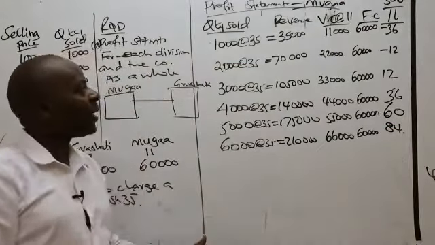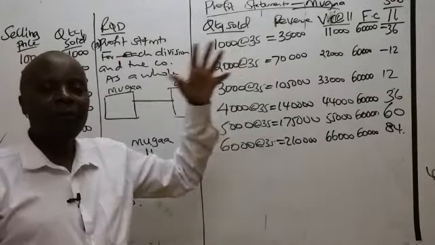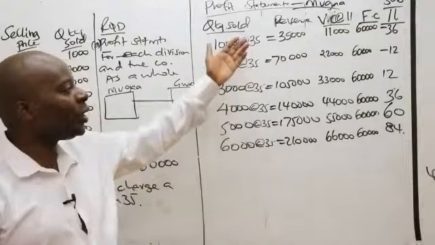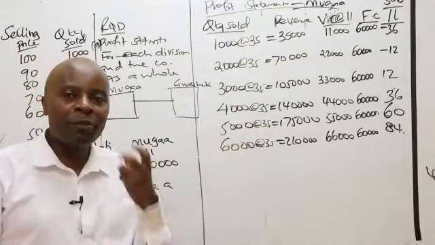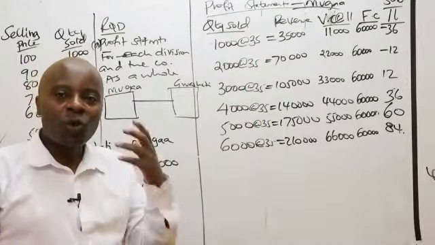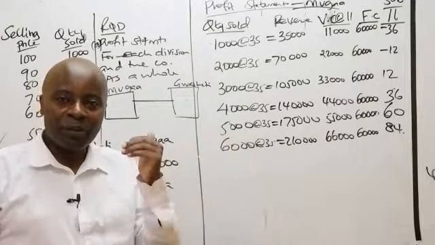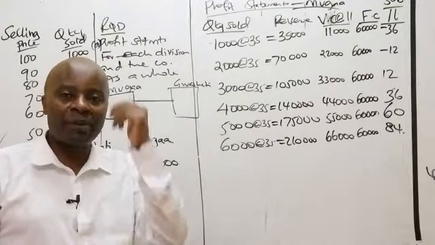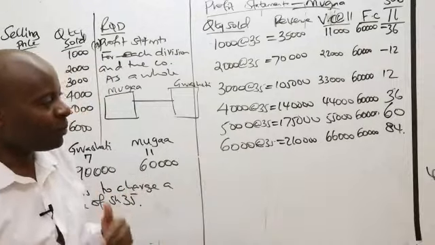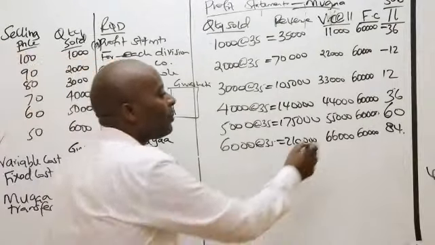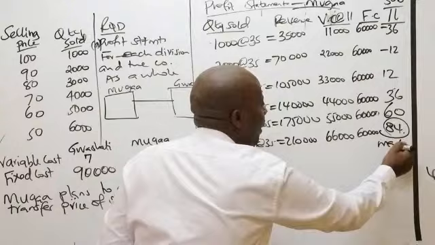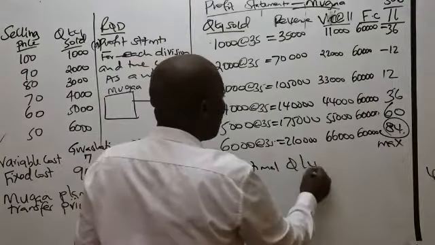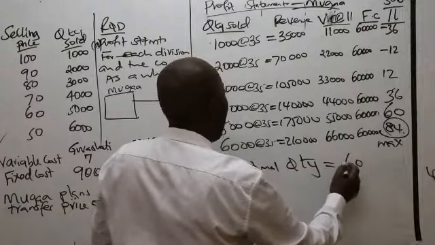Now, ladies and gentlemen, if you are the manager of Muga, which quantity will you take as the optimal quantity? Remember, optimal is the very best. In terms of profitability, optimal means profit maximization. So the one that gives our maximum profit is the optimal quantity. The optimal quantity to be produced is 6,000 units.